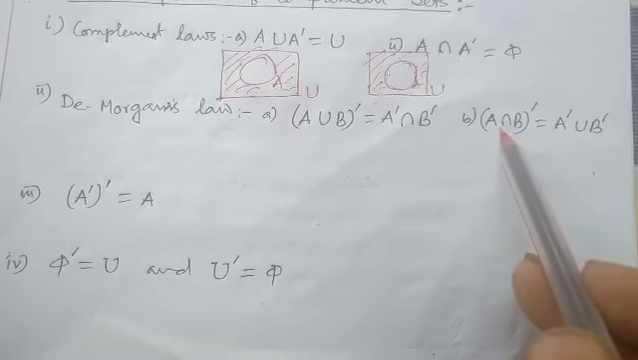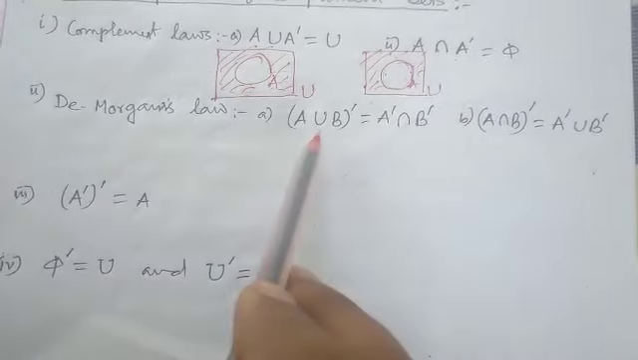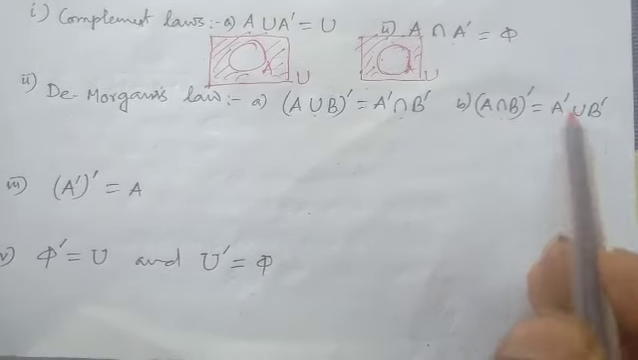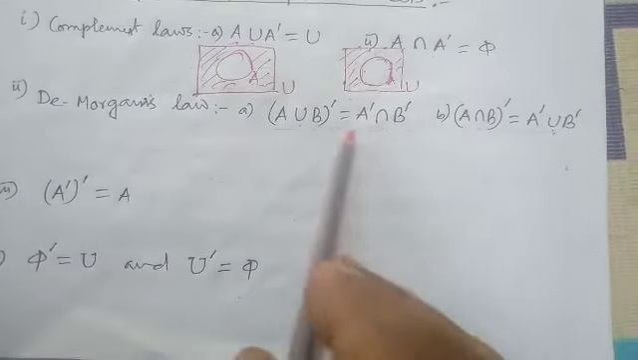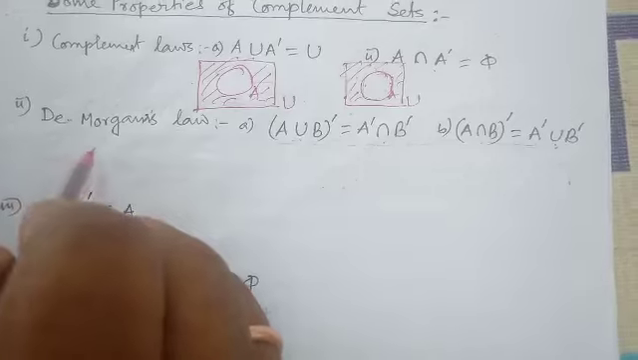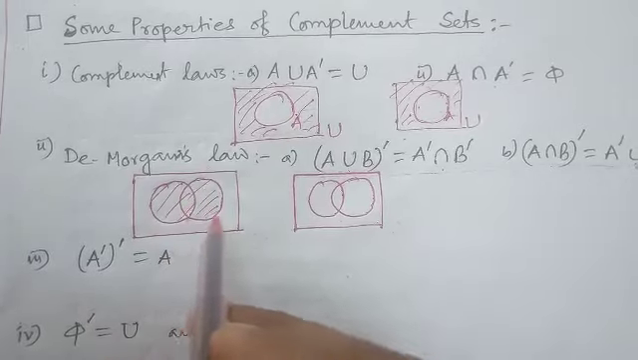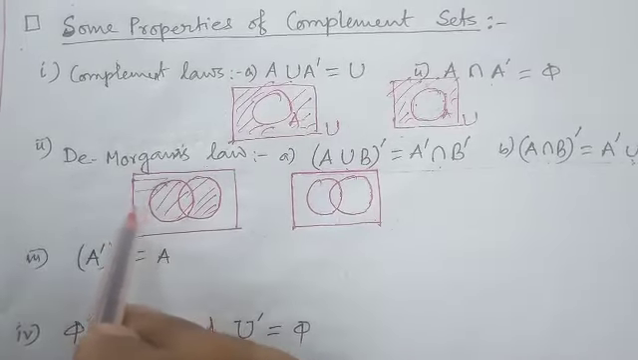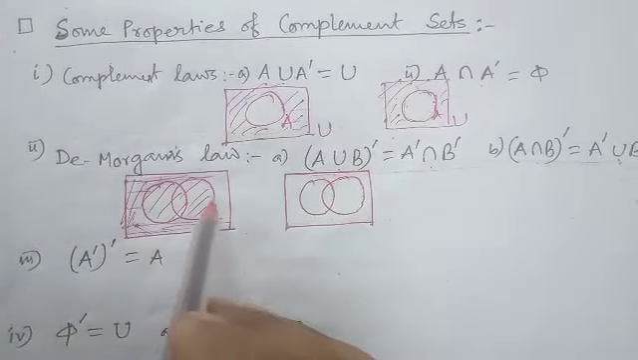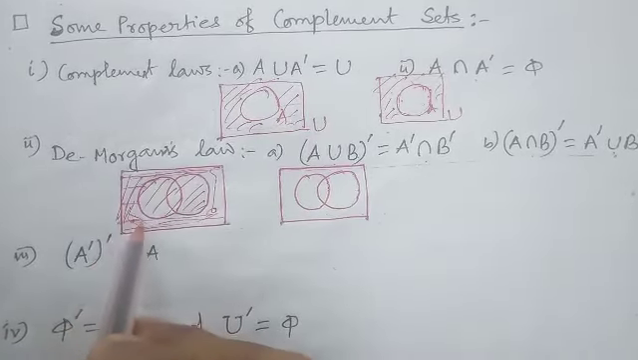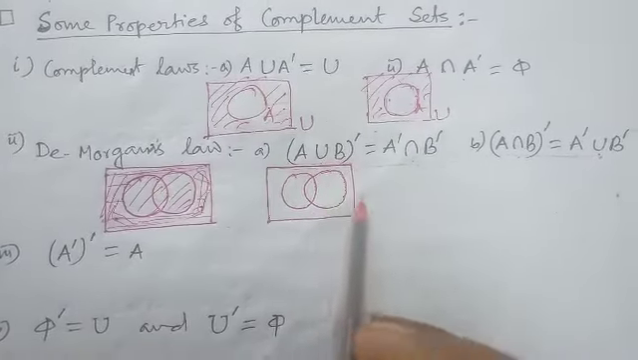And next, the second one is A intersection B whole complement equals A complement union B complement. Here you see union, here intersection, and here union. These two formulas are called De Morgan's law, and this is its Venn diagram formation. A union B means this portion, and its complement means this portion. Its complement means everything except A union B.